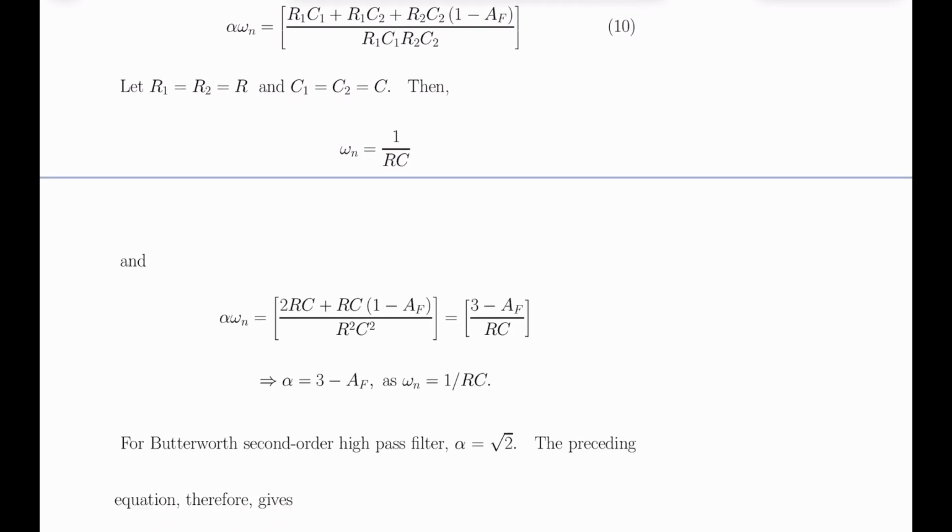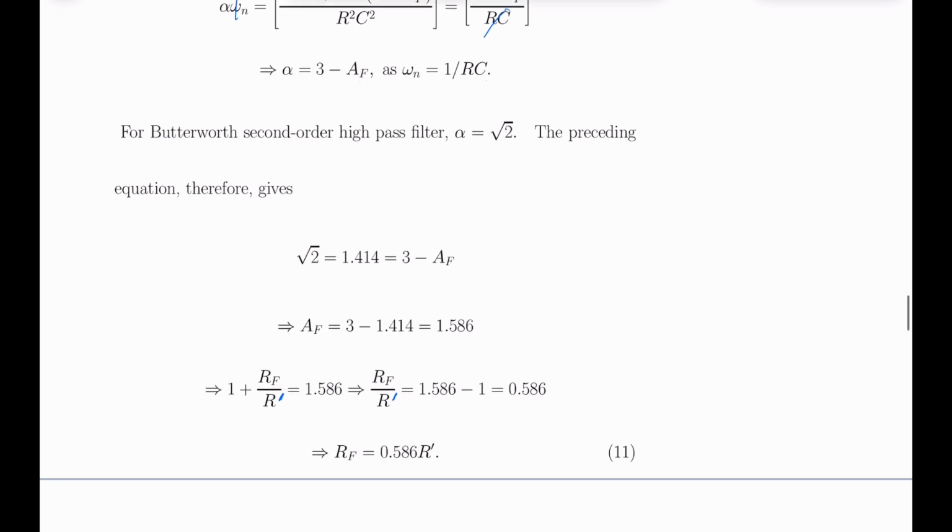And alpha omega n is 2RC plus RC into 1 minus AF upon R square C square. So RC cancels out. So this is equal to 3 minus AF upon RC. So alpha omega n is equal to 3 minus AF upon RC. This 1 upon RC cancels with this omega n. Isn't it? This omega n cancels with 1 upon RC here. So alpha is simply equal to 3 minus AF as omega n is equal to 1 upon RC. For Butterworth second order high pass filter, we have alpha equal to root over 2.